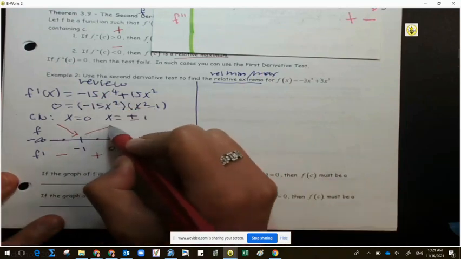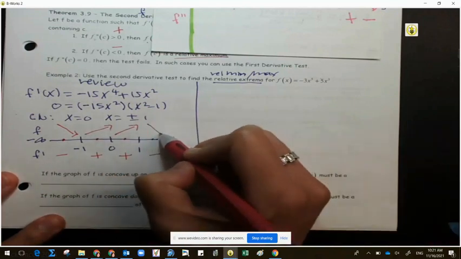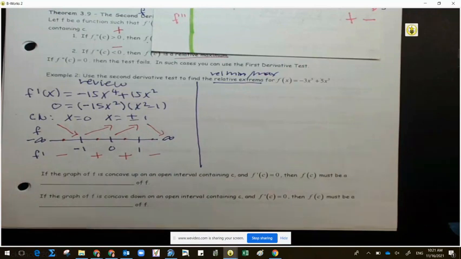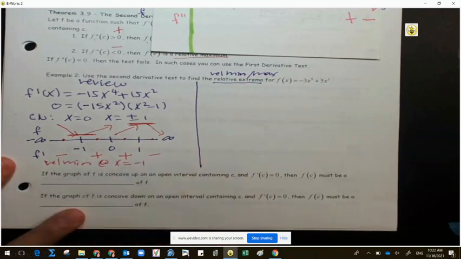When f prime is negative, the graph is going down. When it's positive, the graph is going up. This one is continuing to go up, then I have it going down. So we know our relative minimum and maximum happen right here and right here, correct? So let's write out: relative minimum is at x equals negative 1.